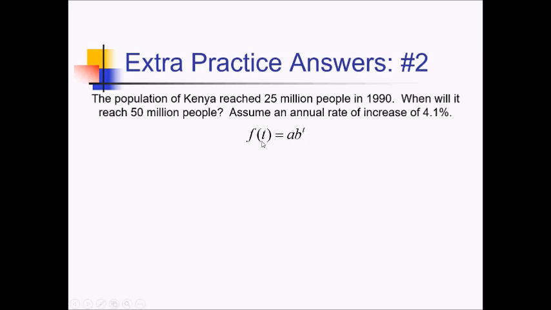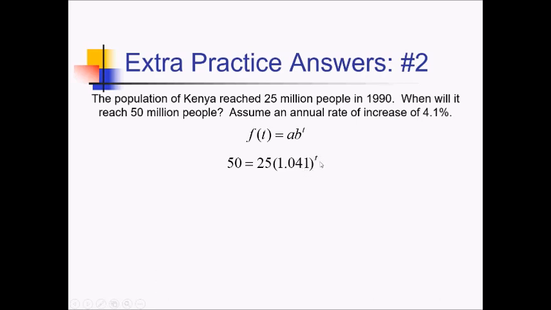F of T, that's going to be the amount you end up with, so that's the 50 million people. A, that's what you're starting with, that's the 25 million. And then B, that's what you're multiplying by each year. Since we're increasing annually by 4.1%, that's going to be 1 plus 0.041. So 1.041 is going to be our B value. And then that's all being raised to the T power.